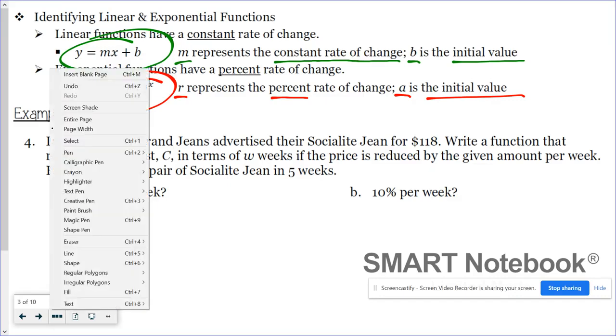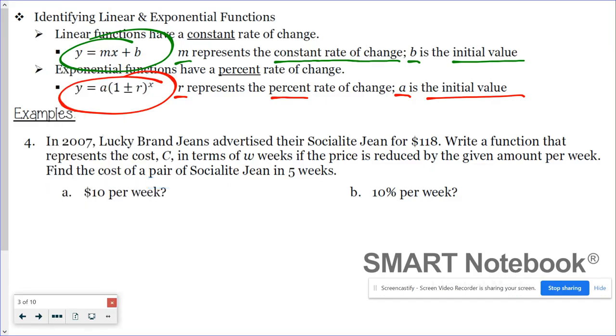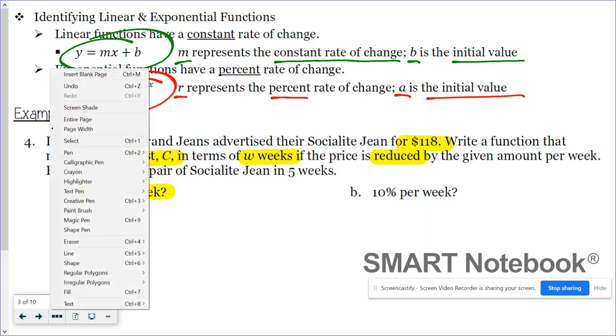So in problem number 4, let's read this. In 2007, Lucky Brand Jeans advertised their Socialite jean for $118. Write a function that represents the cost C in terms of W weeks if the price is reduced by the given amount per week. Find the cost of a pair of jeans in 5 weeks. So in part A, it says $10 per week.